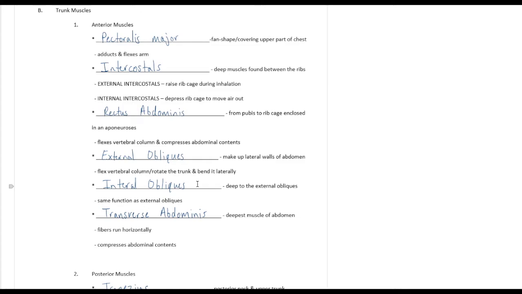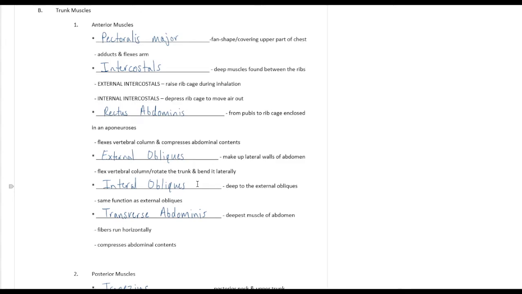Then we have our rectus abdominis, and it's going to be from our pubis to rib cage, and it's enclosed in an aponeurosis, or that sheath-like structure that we saw between the frontalis and the occipitalis, the cranial aponeurosis. It's going to flex the vertebral column and compress the abdominal contents. Then we have our external obliques. It's going to make up the lateral walls of the abdomen. It's going to flex our vertebral column and rotate the trunk and bend it laterally.